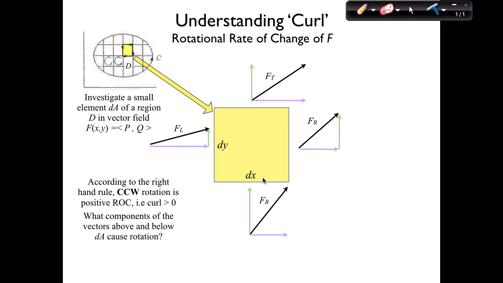What about the purple ones? Are those going to cause it to spin? Yes. If you imagine around this point right here, the purple causes spinning. The greens do not. The greens are like push-pull. Does everyone see that? This is super important. This is the foundation of this idea of curl.